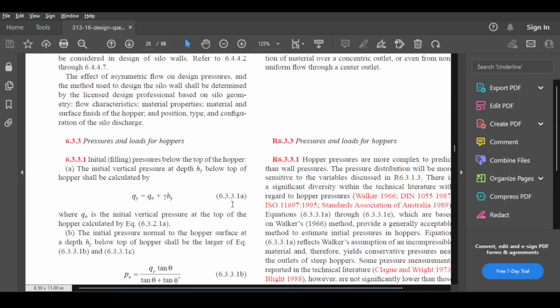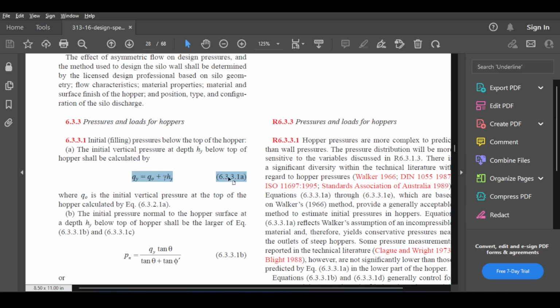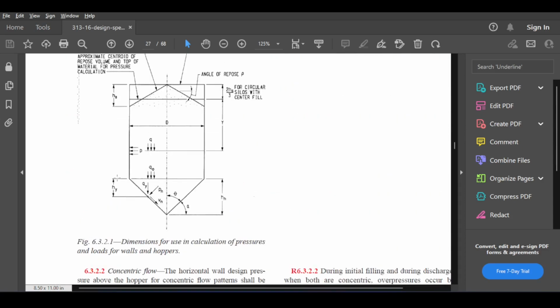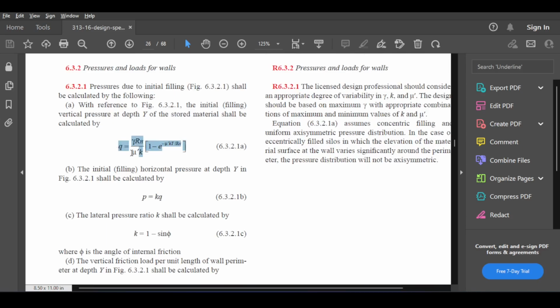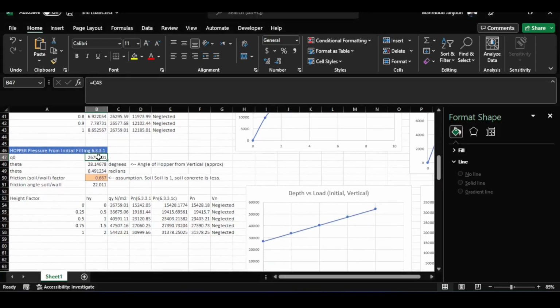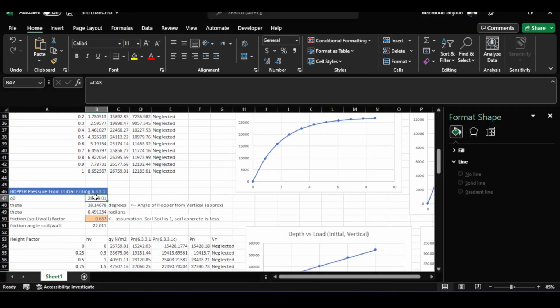Remember, I cannot show you the entire code, but for educational purposes, I can show you parts of the code. So this is what I'm using, 6.3.3.1. This is the initial pressure on the hopper from filling. And you can see this is basically Q0 plus gamma HY. Now, of course, what is HY? HY is the distance measured from the top of the hopper to the bottom of the hopper. So HY is between 0 and HH. Q0 is the vertical pressure from 6.3.2.1. So the pressure of this equation at the level of the hopper, which means, in other words, that your Q0 is basically the vertical pressure on the wall at the end, at the hopper level.